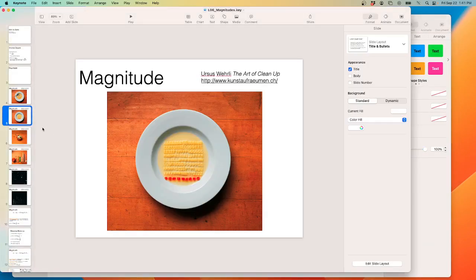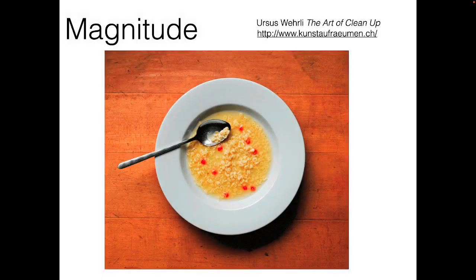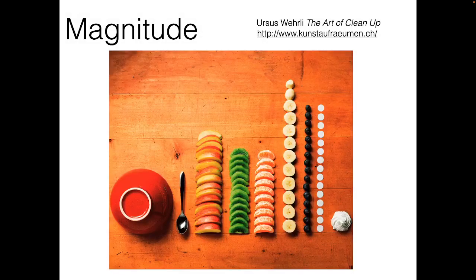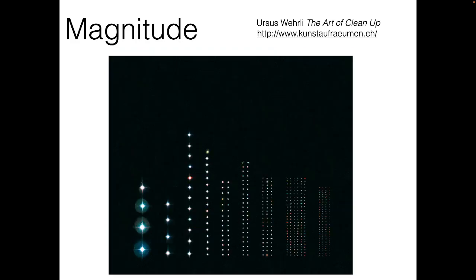Here's soup. Here's sorted soup. Here's a salad. Here's assorted salad. The reason I put up the soup and the salad is because they're funny. But the artist also did it with stars, which I love because he took this star field and then he sorted them.